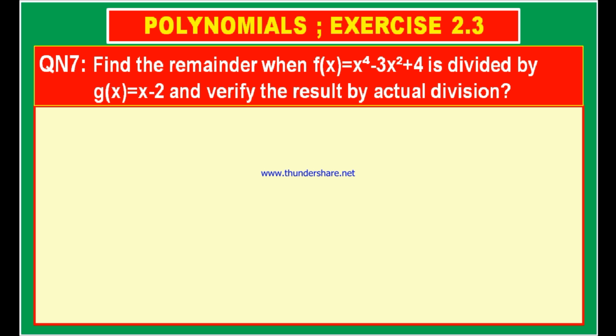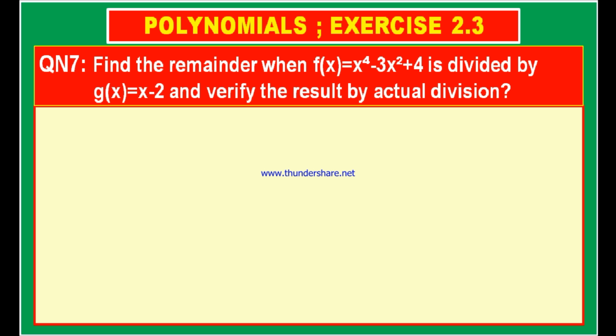Let us find the remainder when f of x is divided by x minus 2. Understood? Then you will get one remainder. Later you have to divide this with x minus 2 using general division method. Actual division, that operation we should perform.